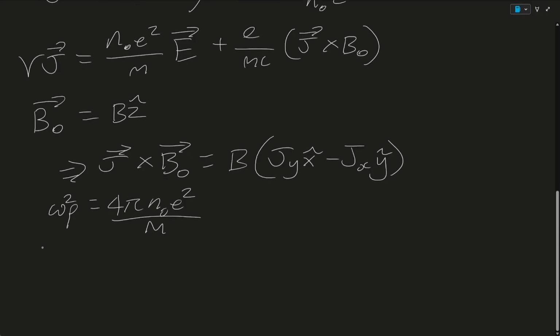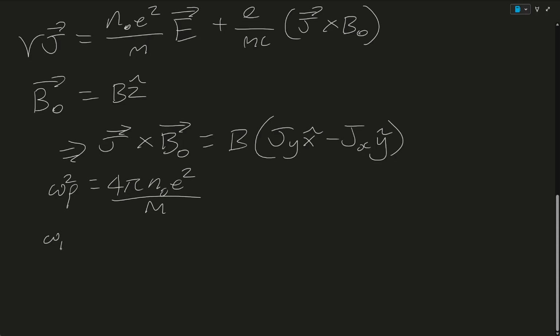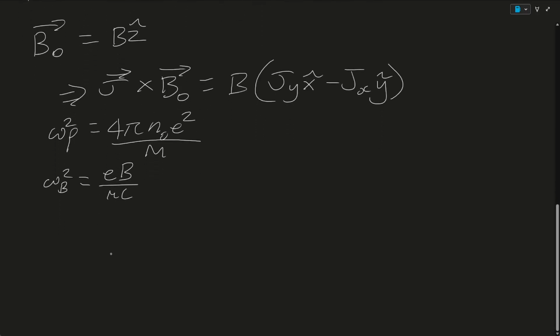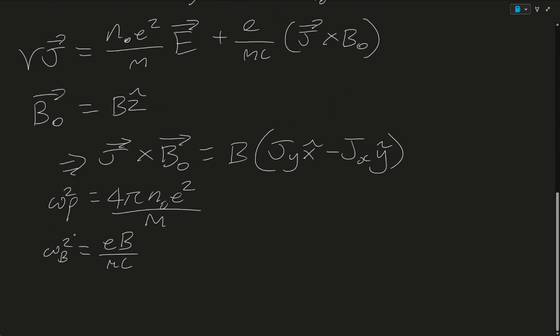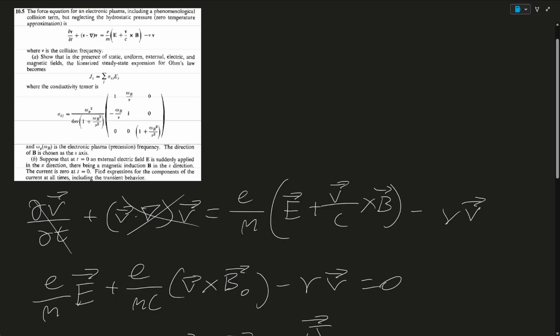Okay, so omega_p squared is 4 pi n naught e squared over m. And we'll also do omega_b is eB over mc. We'll keep signs in here consistent with the final matrix.